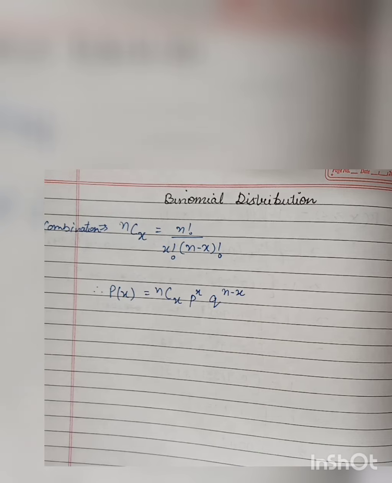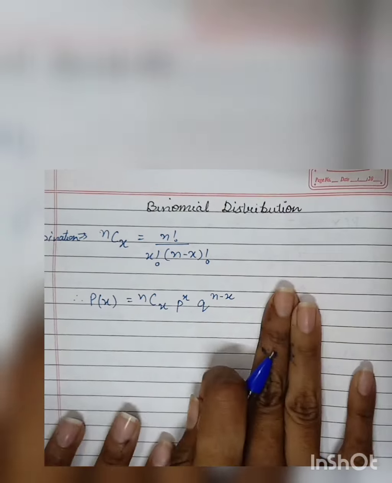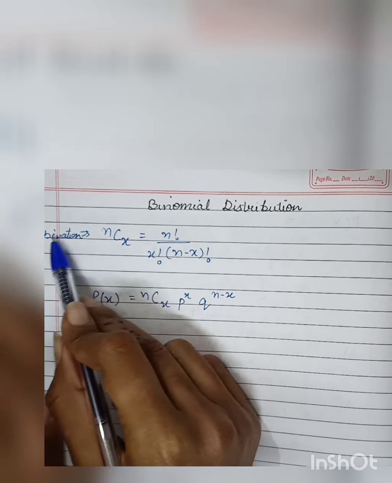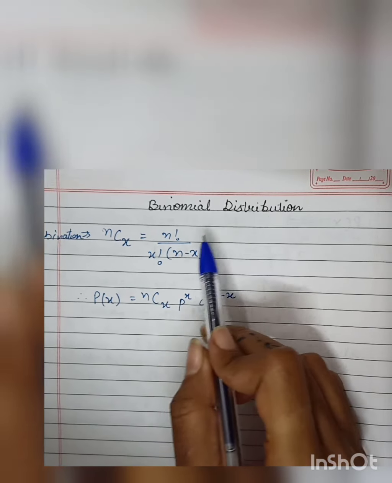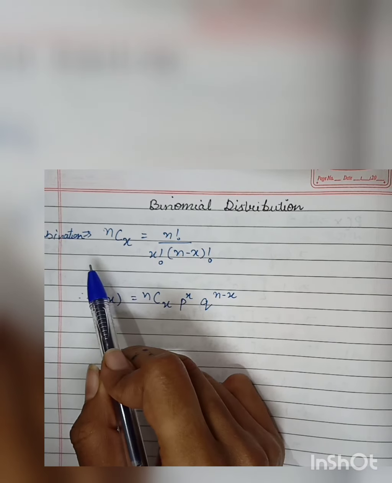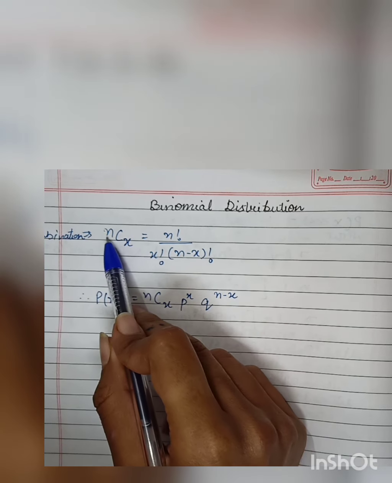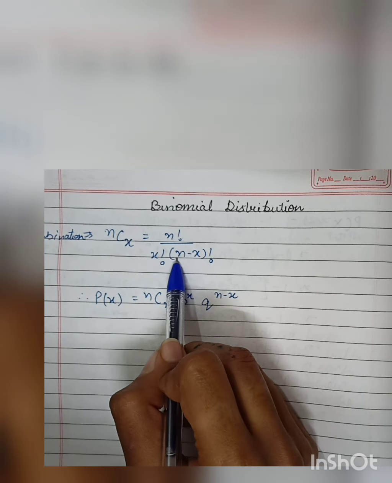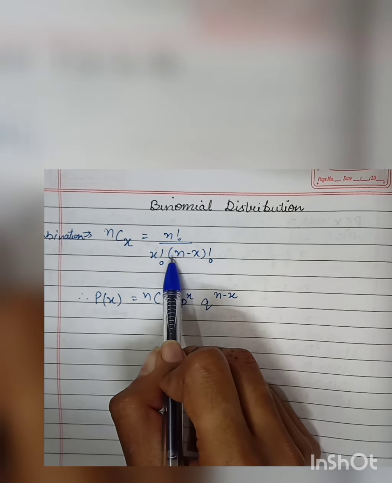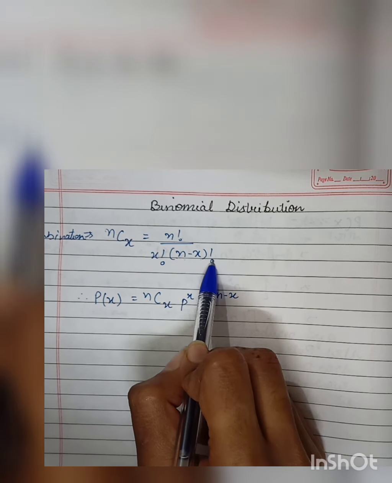Today we are going to study about binomial distribution. Okay students, the formula says that if we have to use binomial distribution, we have to know about the combination. Yes, combination. The combination formula says nCx is equal to n factorial divided by x factorial multiplied by (n minus x) factorial.